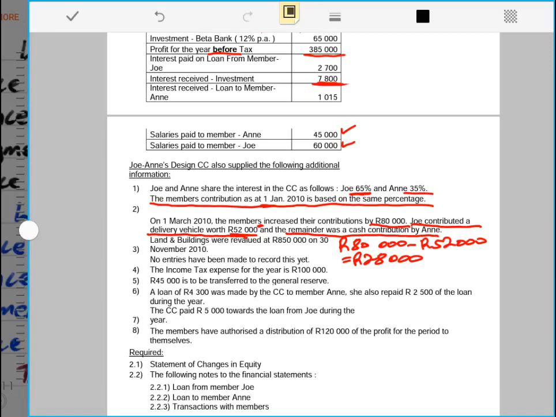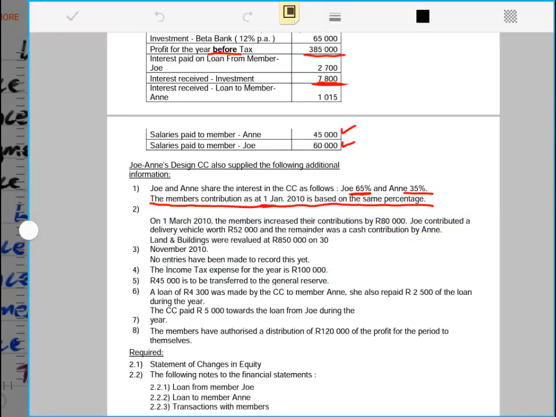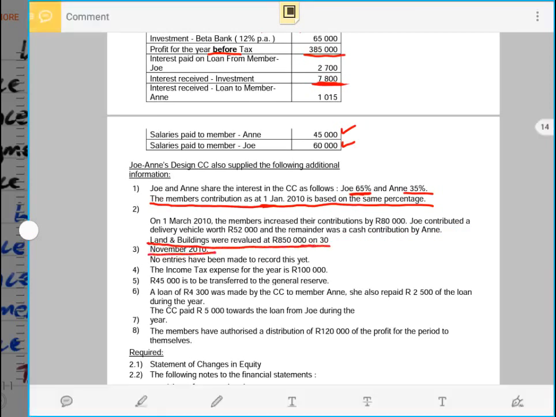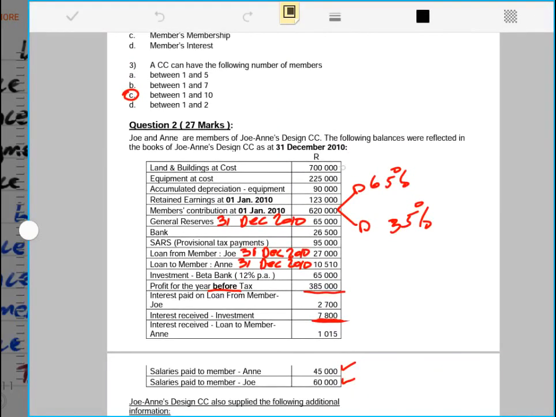So now N contributed 28,000 rands and Joe contributed 52,000 rands out of the total of 80,000 rands. Then we are again told that land and building was revalued to 850,000 rands on the 30th of November in the year 2010. And remember, there is land and building in the trial balance of 700,000 rands. So if we say 850,000 minus 700,000 rands, this will give us 150,000 rands of the amount that will be recorded under the revaluation.